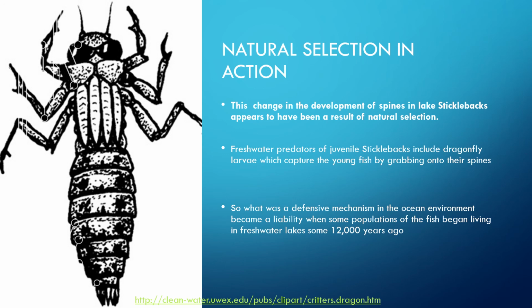And this is a direct result of the differences in the predators between the freshwater environment and the ocean environment. So this is just a really good example of how a developmental gene, a little mutation in a developmental gene, can lead to a great adaptation in a species.